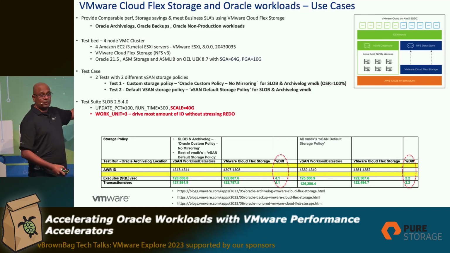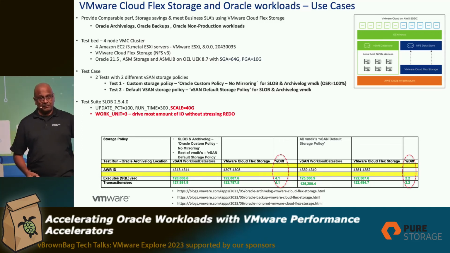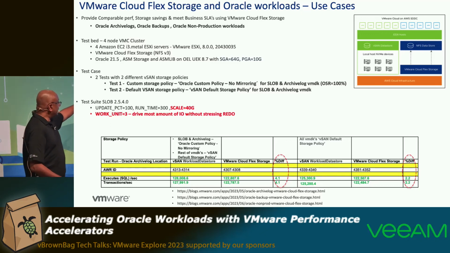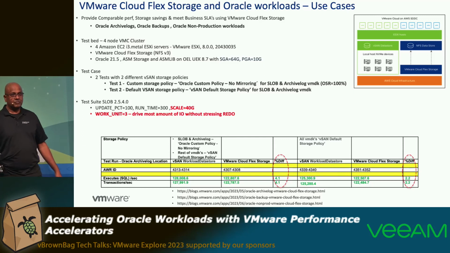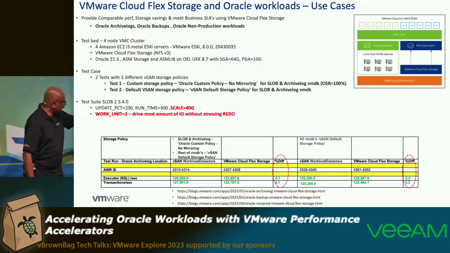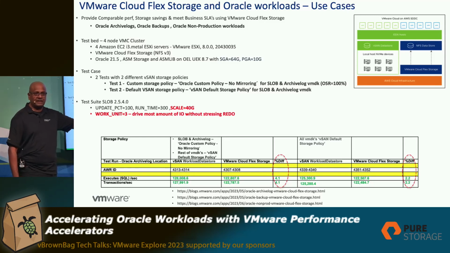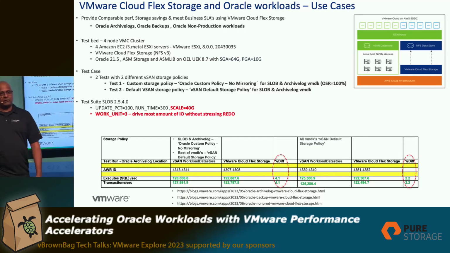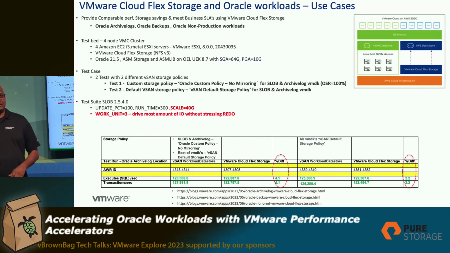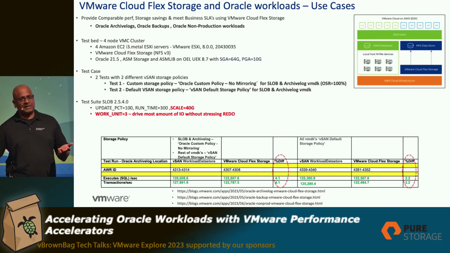So we ran this workload for archive log, for backup, and for test databases. We did the same thing using just the default vSAN policy. Just look at the numbers here. The difference between the custom policy and the vSAN storage policy on VMware Cloud Flex storage was a 4.1% difference, which means yes, you could run your databases on the smart cloud file system.